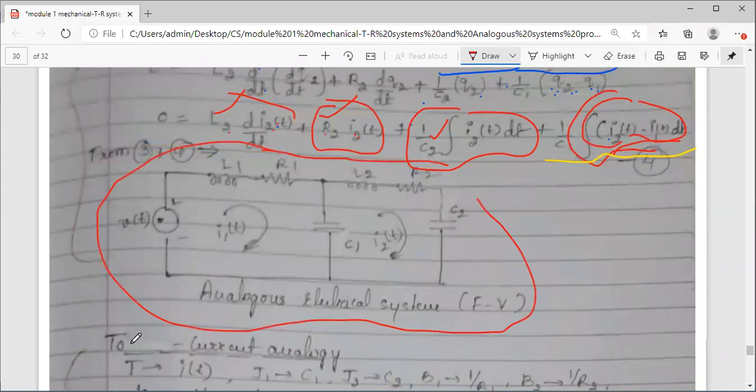Coming to the torque current analogy. Again, torque is missing. Actually, I had written force there, so I have used whitener. I forgot to write torque. Torque current analogy. Again, we will follow the same steps.